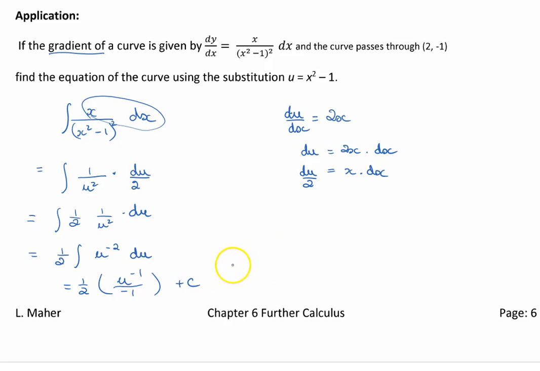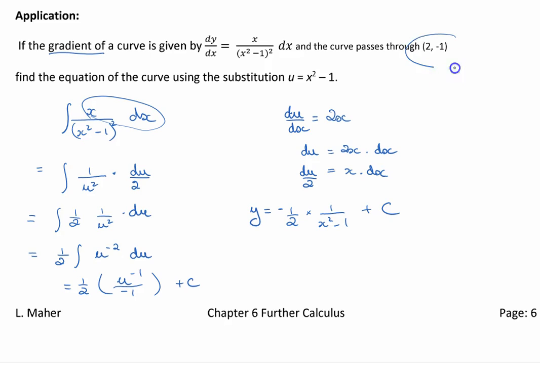So we've got that. The original function, the original y, was a half, and there's a negative, and u to the minus 1 is 1 over u, which is 1 over x squared minus 1, plus the constant. We must work out the value of the constant.